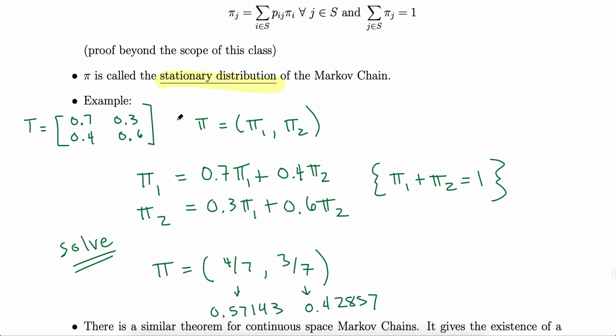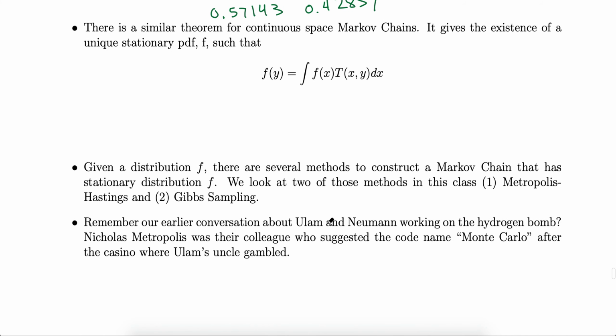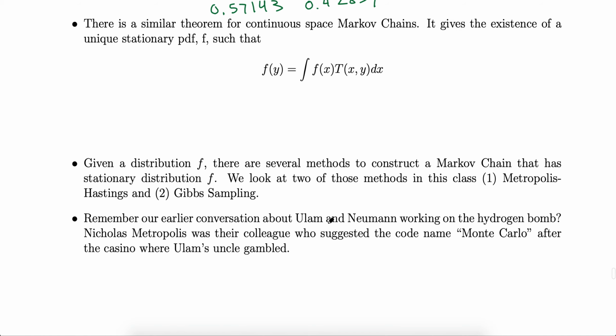So this stationary distribution, again, is telling us that if we run our chain for a long time, moving from state to state according to our transition matrix T, we're going to end up in state 1 with probability 4/7 and state 2 with probability 3/7, regardless of our initial distribution, regardless of where we started. Okay, so now we're going to put this into context that we'll use in the next unit.